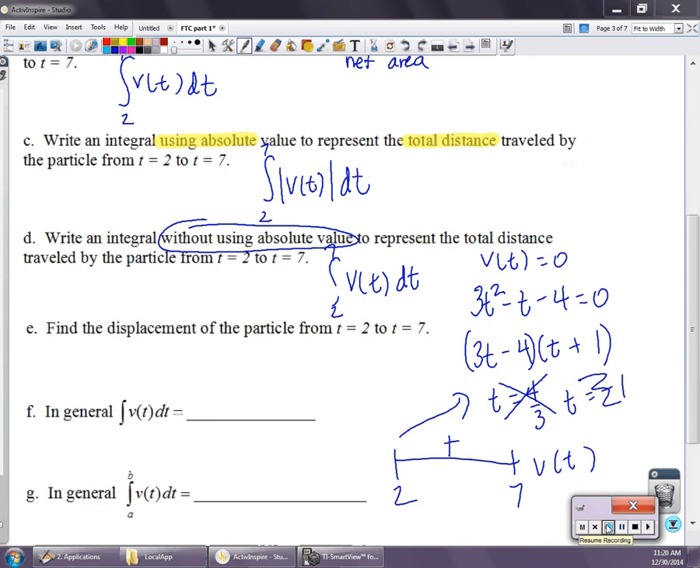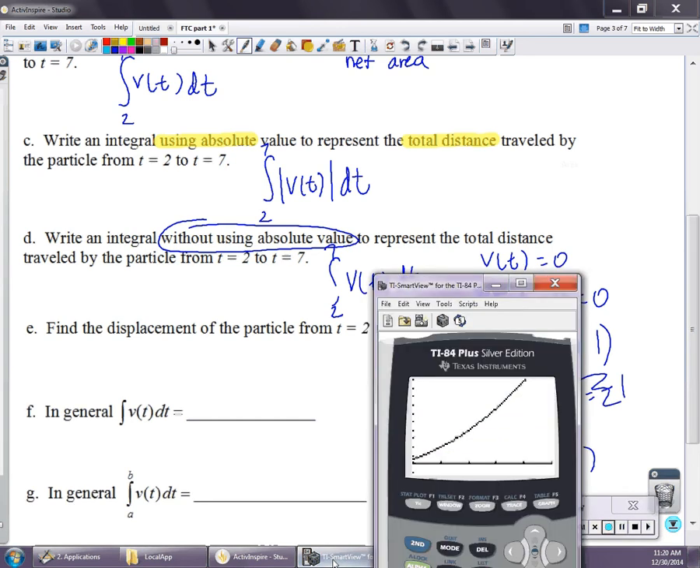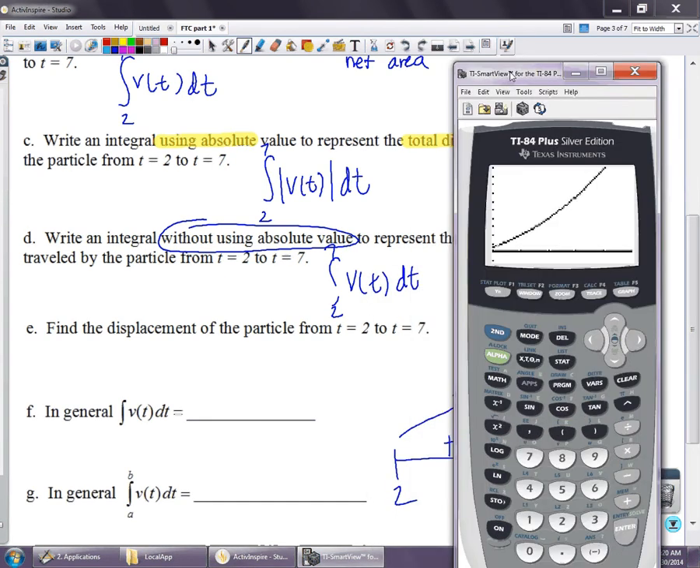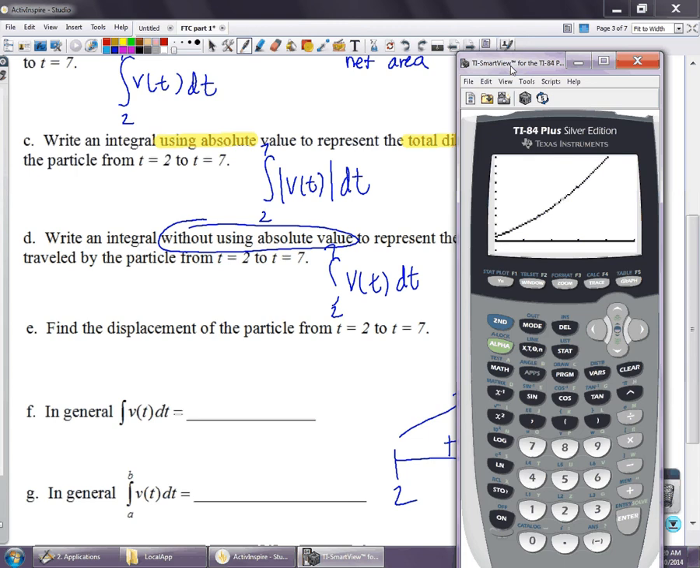So let's take a look at a graph of the velocity function just to verify that. Here I've already put the velocity function into my calculator, and I have adjusted the window to go from 2 to 7, and you can visually see that all of the area in that region is positive, so the total distance traveled and the displacement would be equal to each other for that particular region.